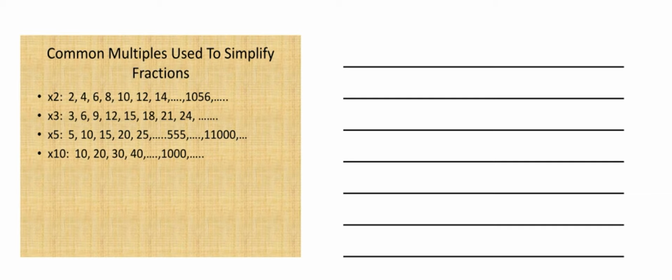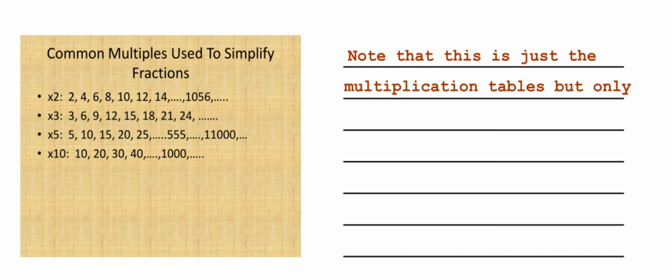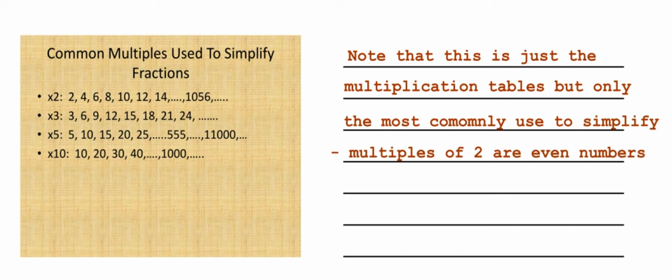So, these are the most commonly used multiples to simplify fractions. Once again, note that this is just the multiplication tables, but only the most commonly used to simplify it. For instance, the most common and most typical multiples of 2's, which are even numbers.